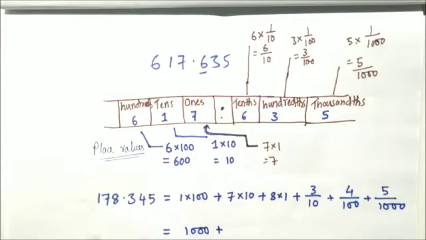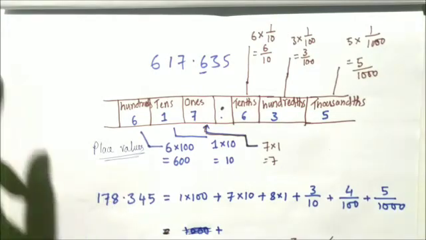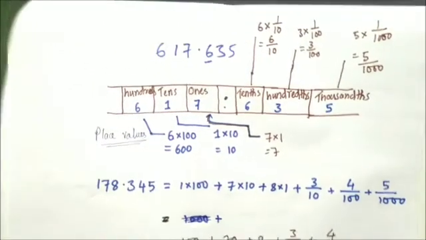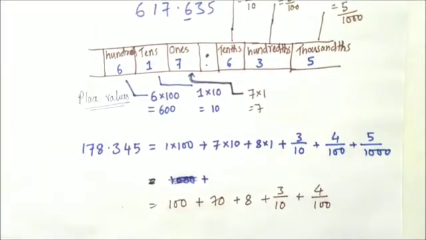Sorry, my dear students, this is my mistake. The 100, that means what? 7 is placed, 7 into 10, that is 70, plus 8 into 1 is 8, plus 3 by 10 plus 4 by 100. Oh, you can't see. Sorry for that. Now you can see. This is 70. This is 8 because the place is ones.